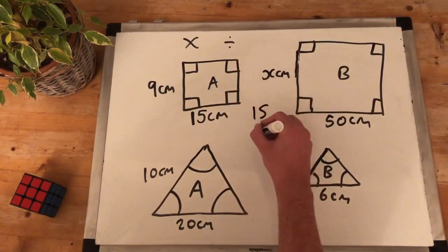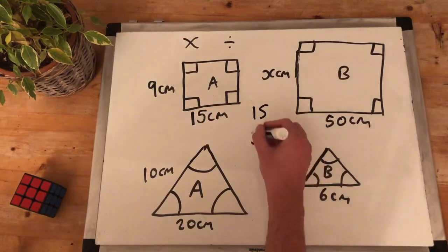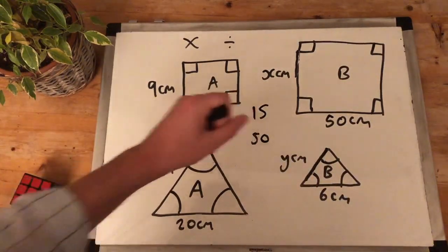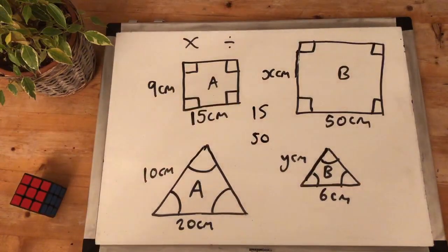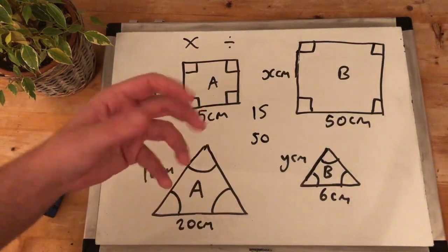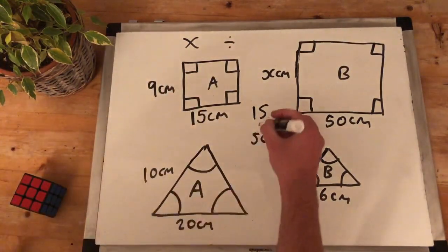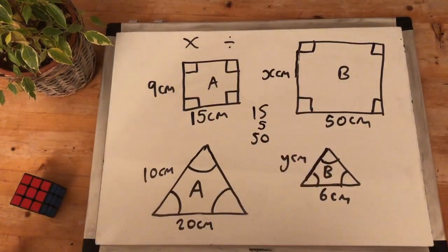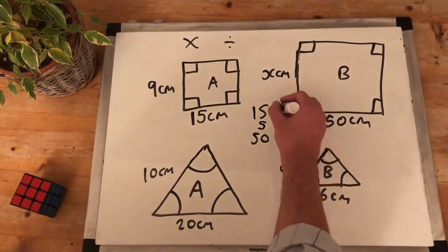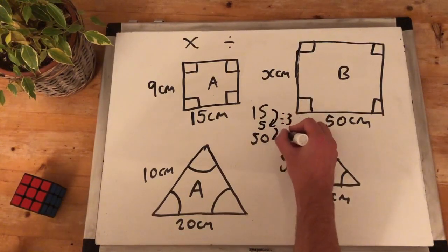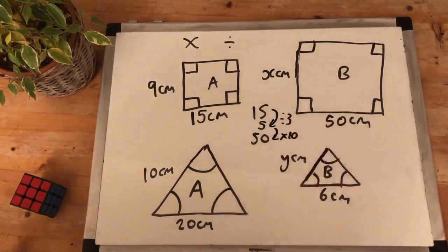15, 50. Well, we need a number that 15 and 50 have something in common with. So what number do 15 and 50 have something in common with? Well, I'm thinking they're both in the 5 times table. So we're going to take a pit stop at 5. 15 to 5, divide it by 3. 5 to 50, times it by 10.